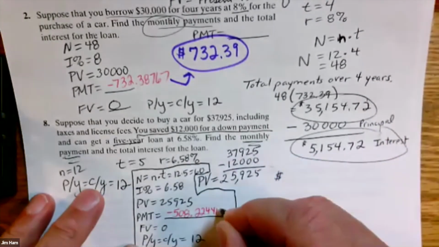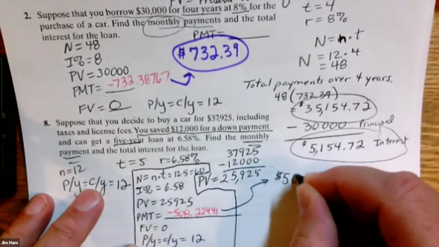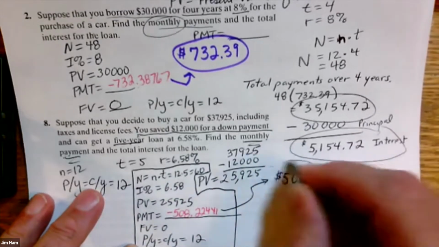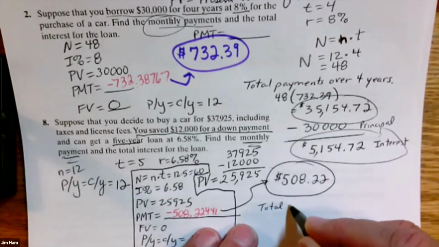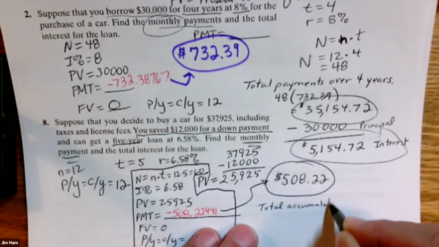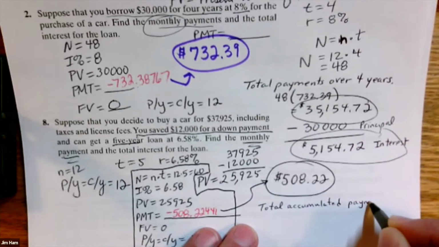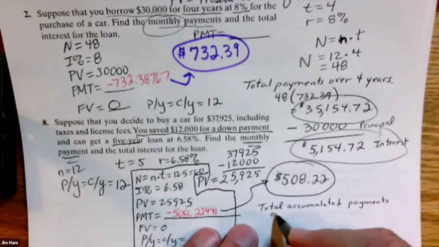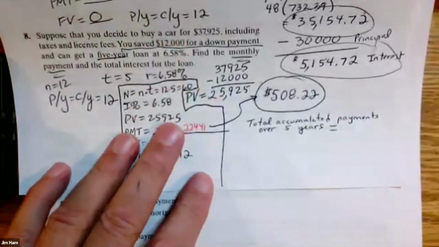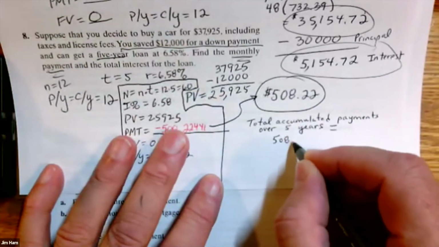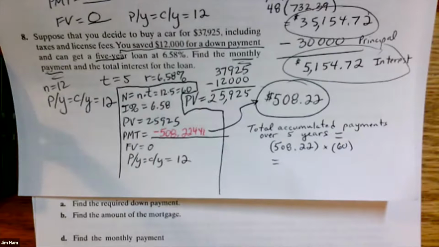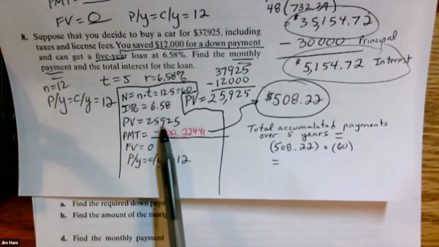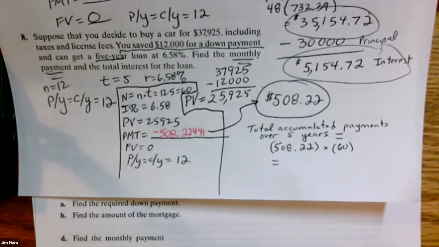All right, so I'm going to take this number and write it in the right form, rounding it to the nearest penny, and then I'll go ahead and find the interest. Total accumulated payments over 5 years equals the payment we made times the number of times we paid it, and then subtract the amount of the loan, which is the present value of the loan, and everything else would be interest.